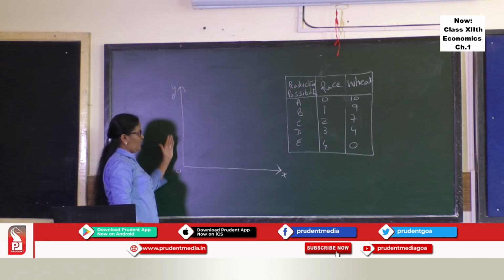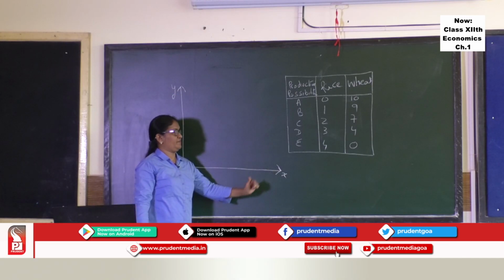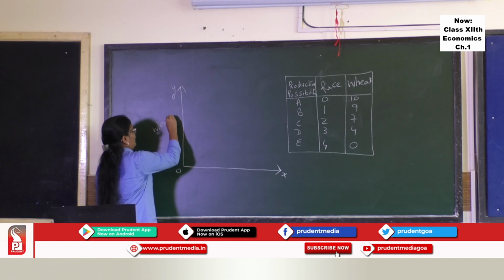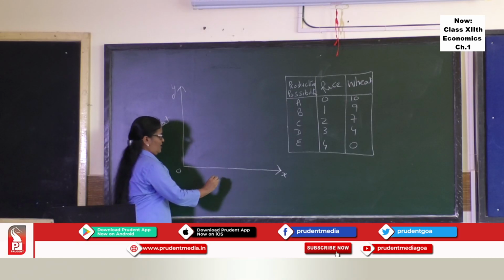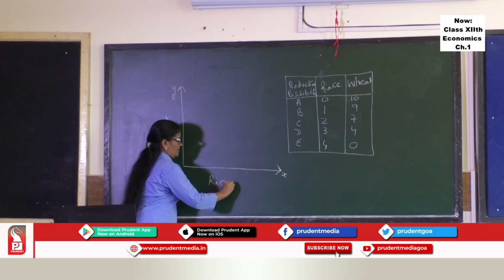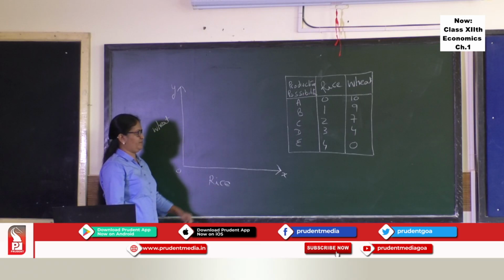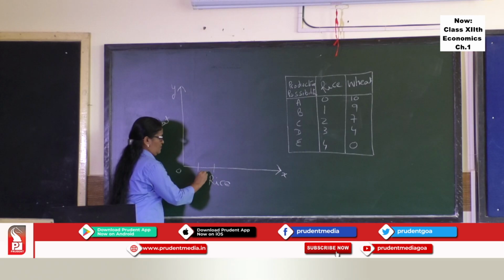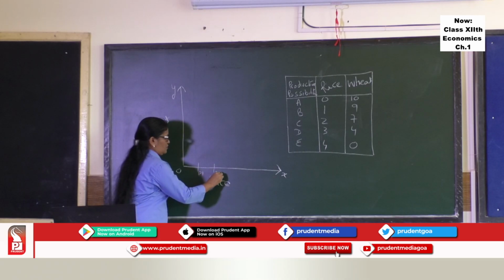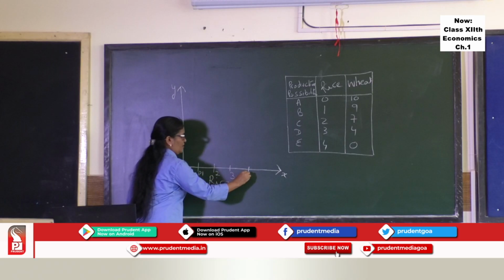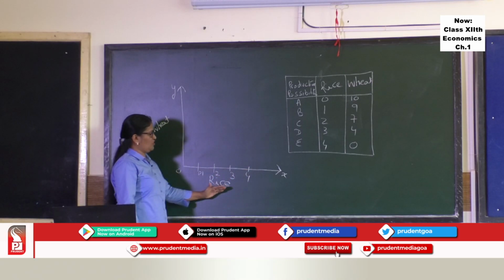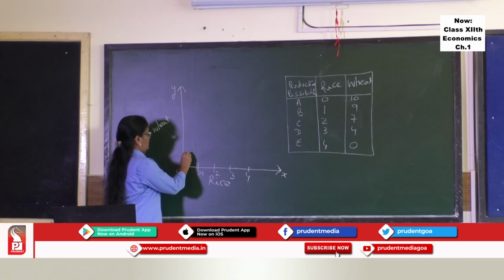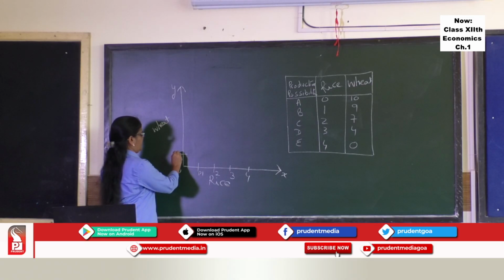We have the y-axis and the x-axis. On the y-axis, we have to represent wheat, and on the x-axis, I will represent the production of rice. Let's plot the points 1, 2, 3 and 4. So production of rice in lakh tons on the x-axis. On the y-axis, we plot the production of wheat in lakh tons.